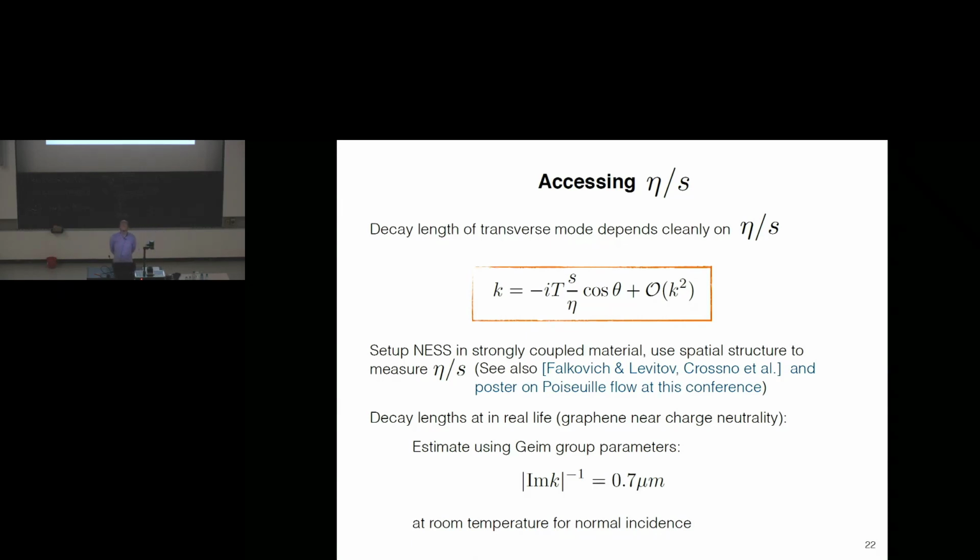Of course, this is very closely related to proposals, for example, by Falkovich and Levitov. Also, there was a poster on this Poiseuille flow at this conference, also viscosity somehow giving you spatial profiles. But for fun, in our case, you can estimate these decay lengths in, say, some strongly coupled liquid like graphene near charge neutrality. And using parameters recently published in experiments by the Geim group, you get at room temperature, for example, something like 0.7 micron for this particular mode, of course, using just hydrodynamics at room temperature for normal incidence.